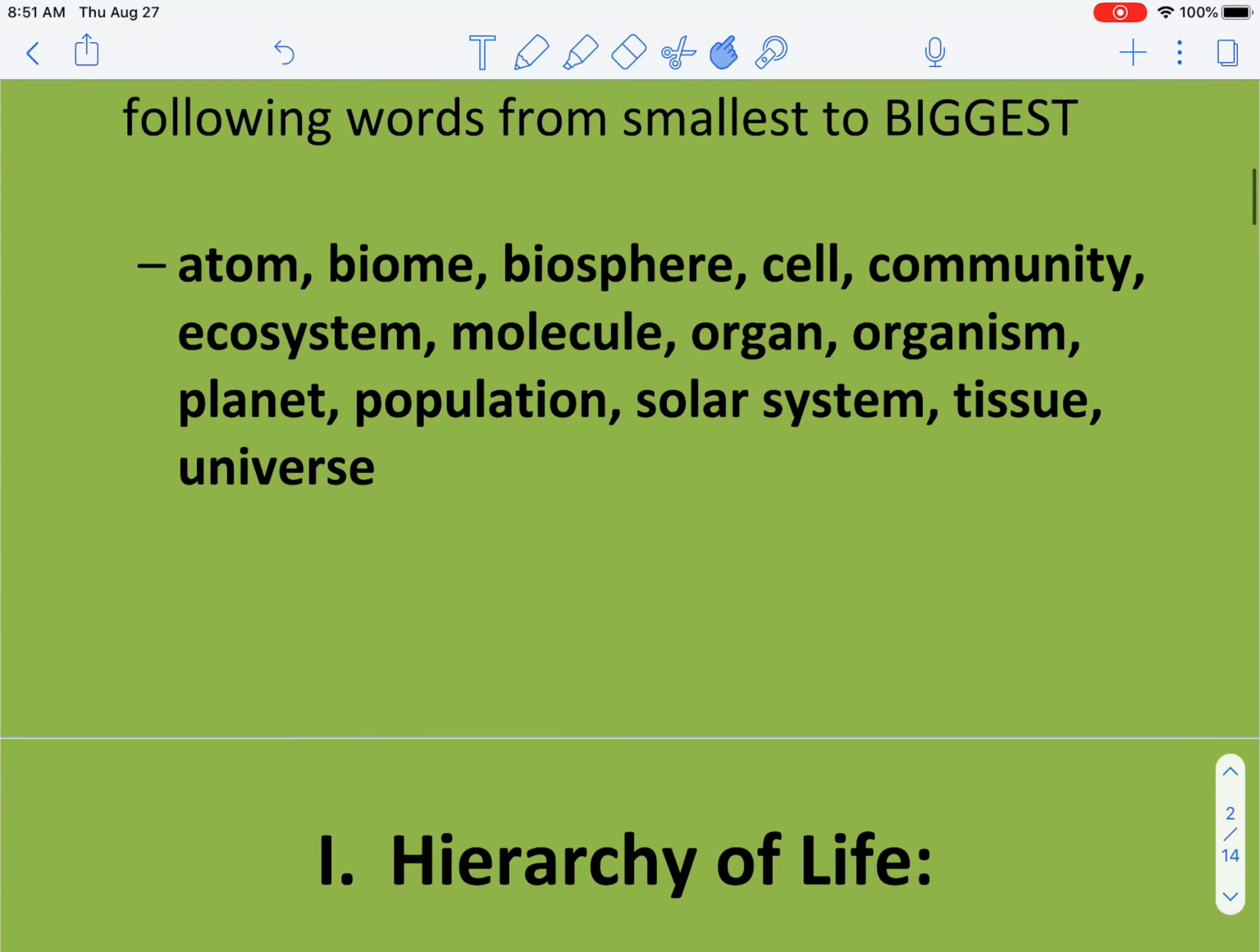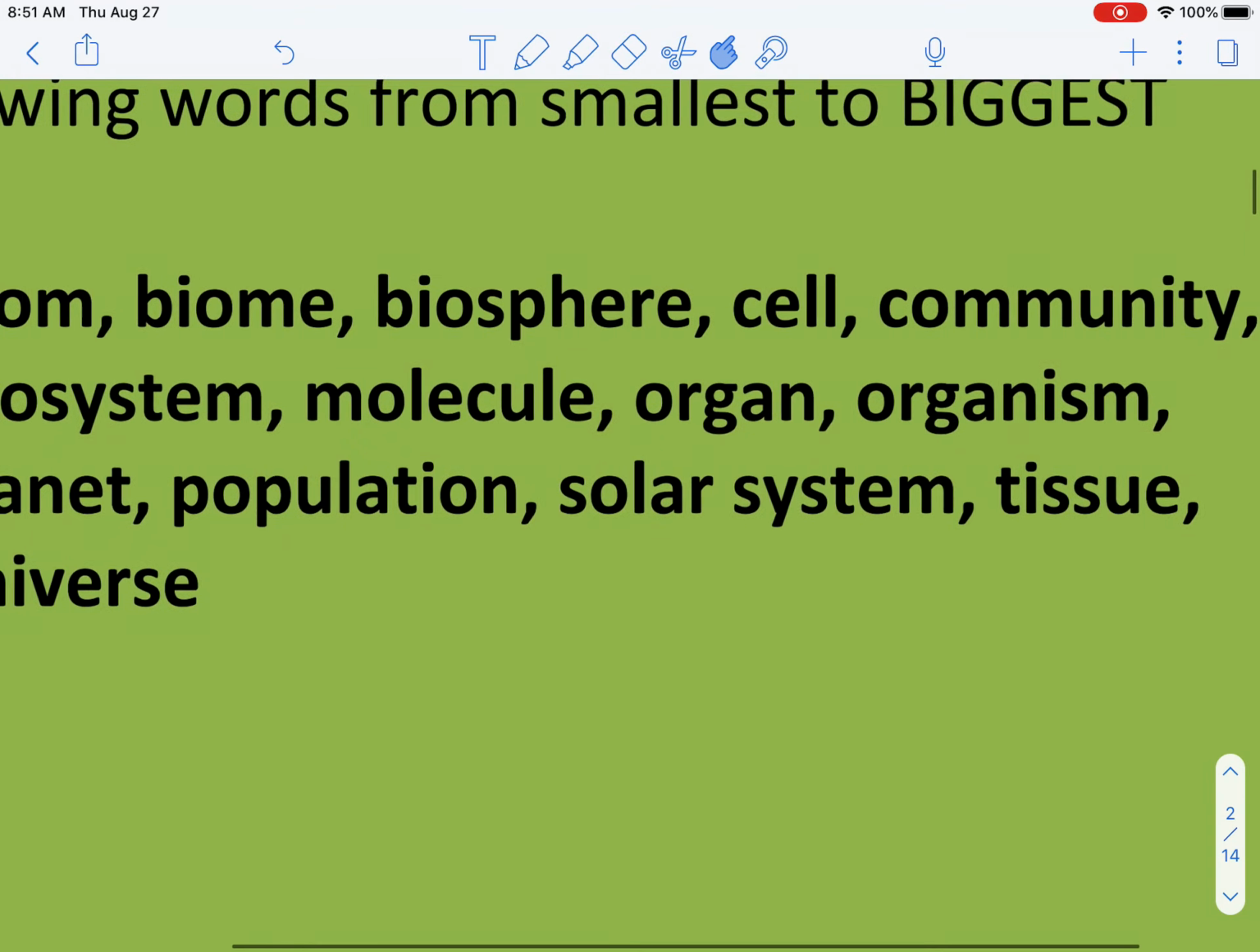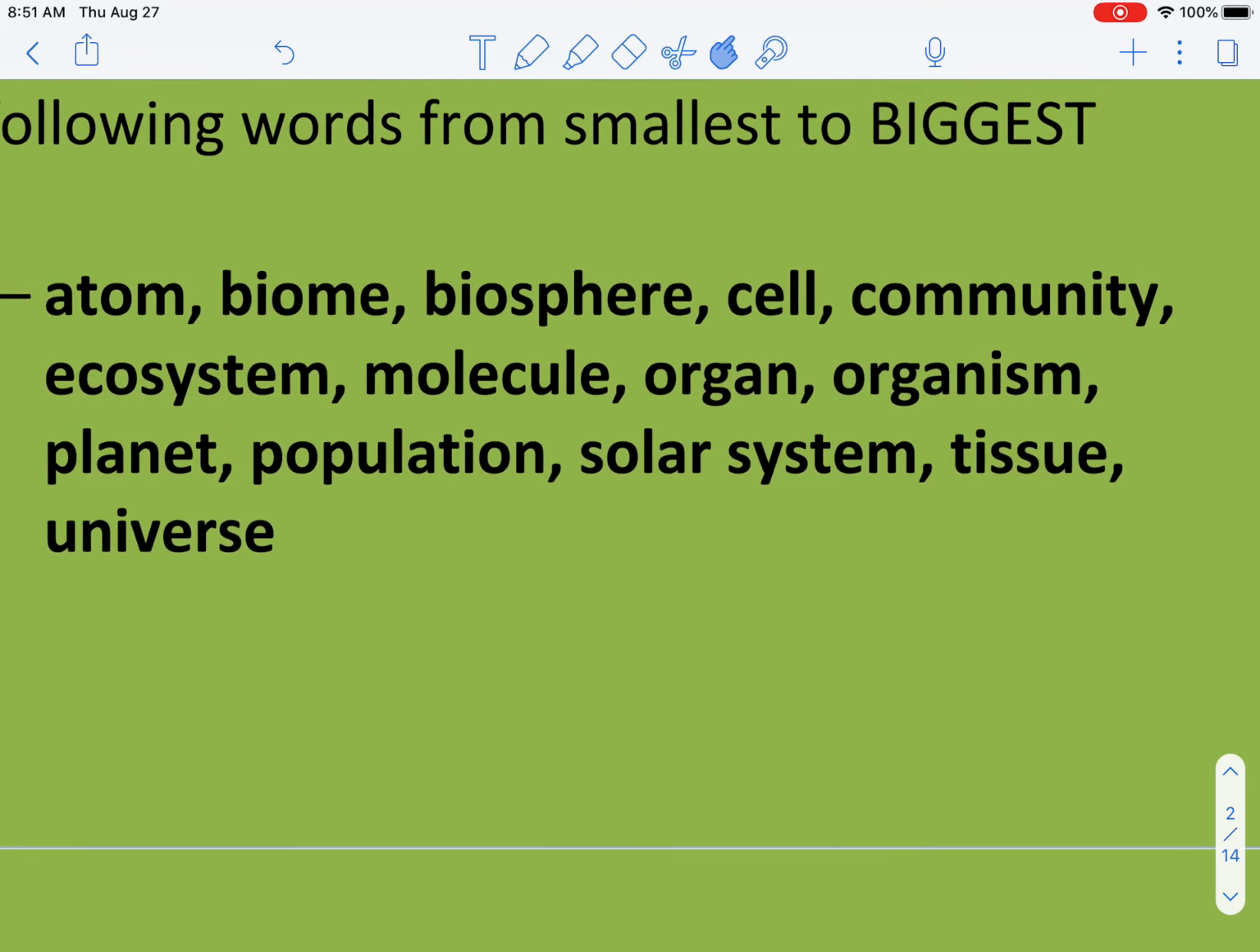So I want you to look at these words here and just think to yourself for a second, which words are small and which words are big? You might not know some of the words, but you might look through and say, well, I know an atom is pretty small. And then you might think, I know the solar system is pretty big. And try to think about where the other ones would go in between. Don't write anything down, just think about it. Are all these things living? Are some things non-living?